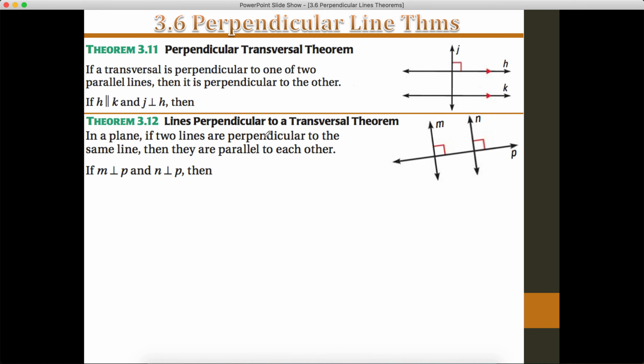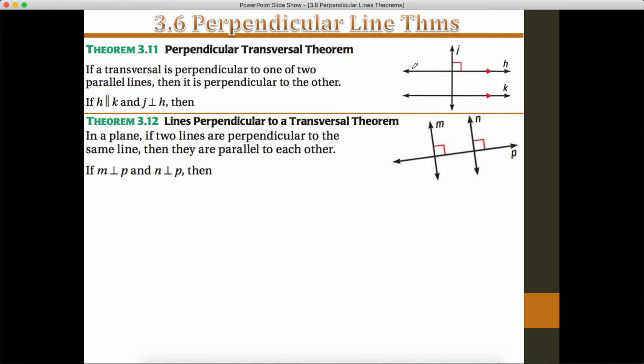Two more random nameless theorems. Oh, actually, no, these do have names. Sorry. Perpendicular transversal theorem. So we know what it looks like when a line cuts through two other lines. We call that line, in this case J, a transversal. So maybe this will save us some math, some time in the future. Maybe this is something that we've actually deduced before because I've given you similar problems. If a transversal is perpendicular to one of two parallel lines, then it's perpendicular to the other.